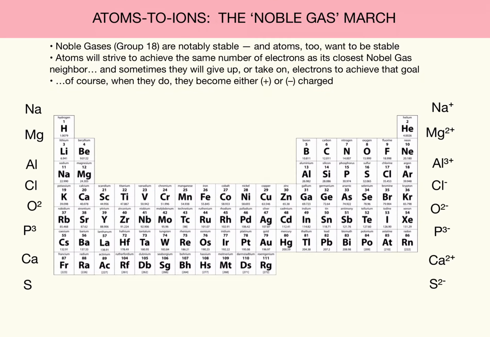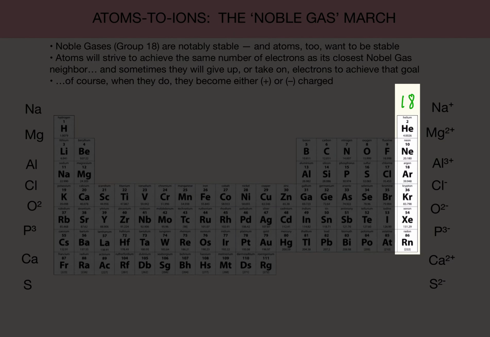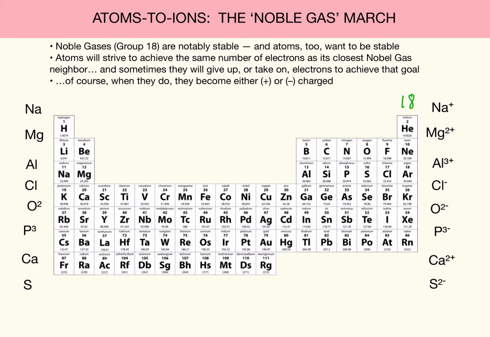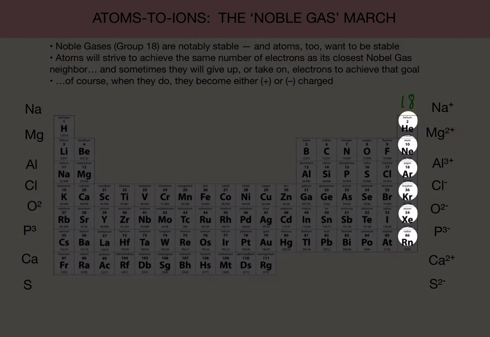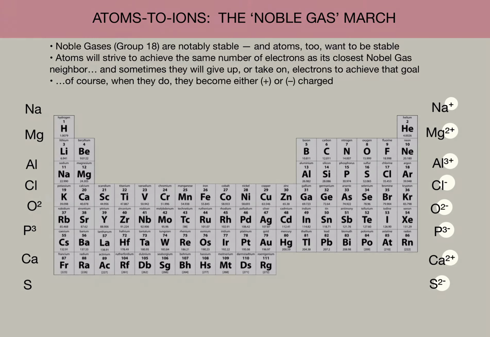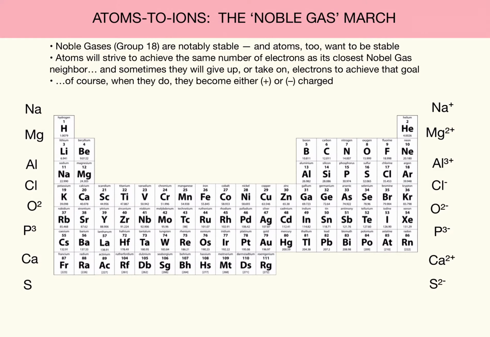Now, the driving force in all of this is that noble gases, group 18, are notably stable. And atoms, too, they want to be stable. So the way atoms get to be stable, similar to the noble gases, is to achieve the same number of electrons as its nearest noble gas neighbor. Now, what that normally means is the atom's going to have to give up electrons, or it's going to take electrons. And of course, when they do that, they're going to become charged. And that's how different atoms get different charges.